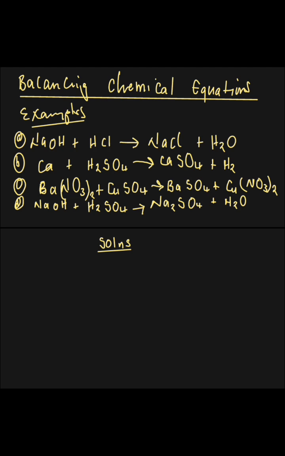Just as a recap, we said last time that every atom that is found on the reactant side must also appear on the product side, and the number of atoms on the reactant side must be the same as the number of atoms on the product side. So today we're going to do more examples and try to balance them.